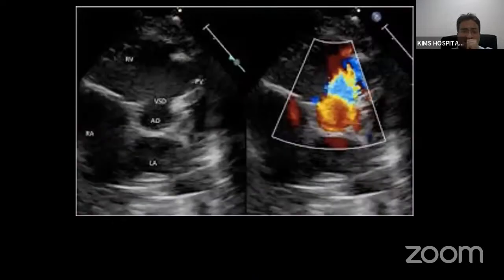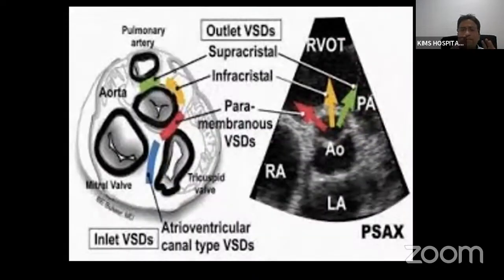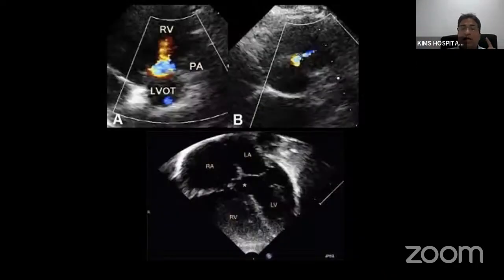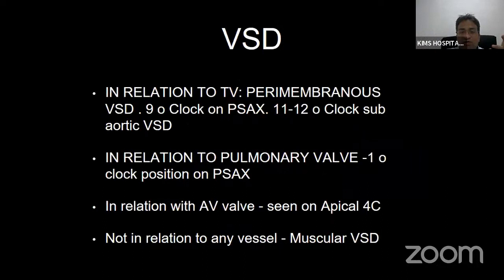In the short axis, anything which comes in relation with the aortic valve and the tricuspid valve, at the 9 o'clock position, is a perimembranous VSD. At 11 o'clock, it's a subaortic or intraconal VSD. At 12 to 1 o'clock, it's a subpulmonic VSD. Any VSD which is not seen up high, but is seen with both AV valves, means it's an inlet VSD. So these are the various things we can see.